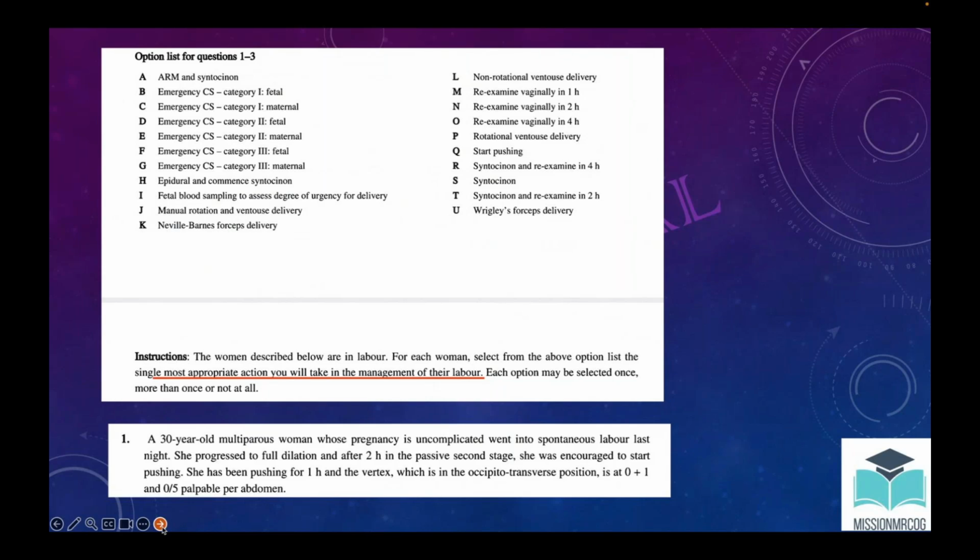So the clue is the patient has already pushed. Manual rotation and ventouse delivery. See, manual rotation is not the first offered method. And why two things are required? Either the baby can be delivered by manual rotation, or forceps, or rotational forceps, or ventouse, rotational ventouse. So which is the best among the three options?